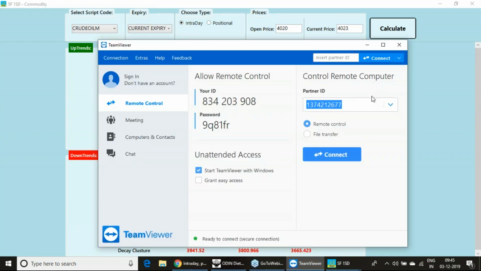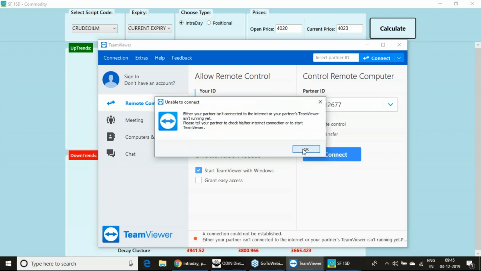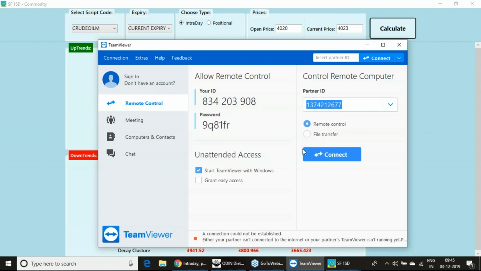Options are also available nowadays in the commodities. You can also trade in the commodities in that order.